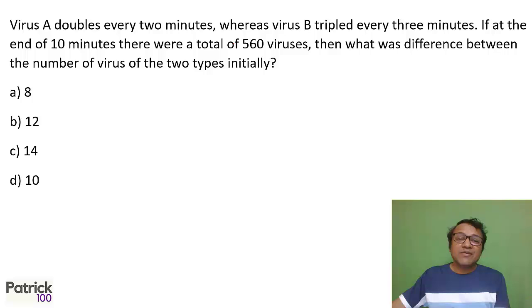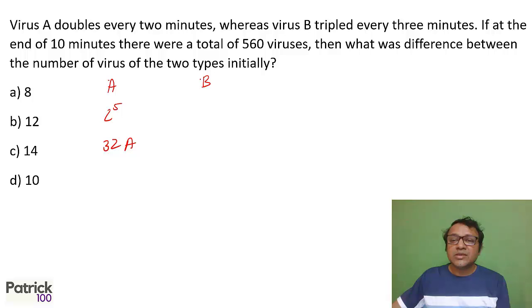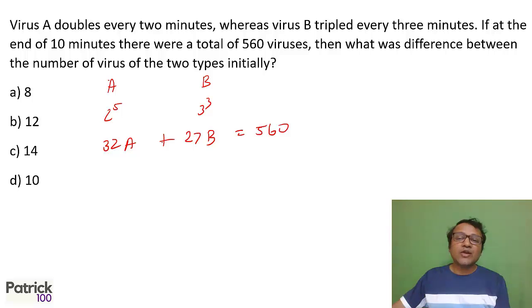Virus A doubles every 2 minutes, whereas virus B triples every 3 minutes. At the end of 10 minutes, A keeps on doubling every 2 minutes, so it becomes 2 raised to 5, which is 32 times the initial value of A. B triples every 3 minutes, so 3, 6, 9: 3 into 3 into 3, which is 3 cubed, or 27 times. So B becomes 27 times. So 32A plus 27B should be equal to 560 viruses. I want the values of A and B.